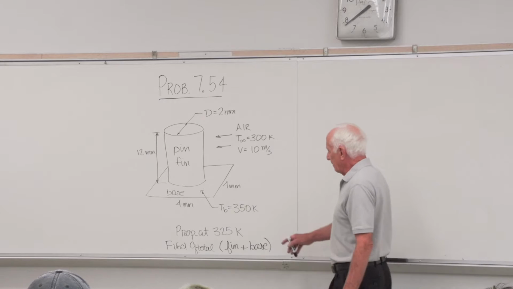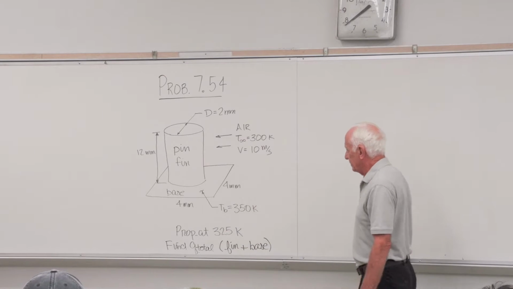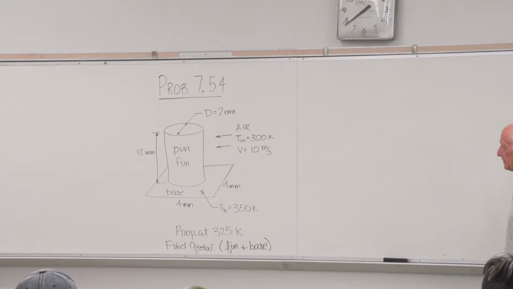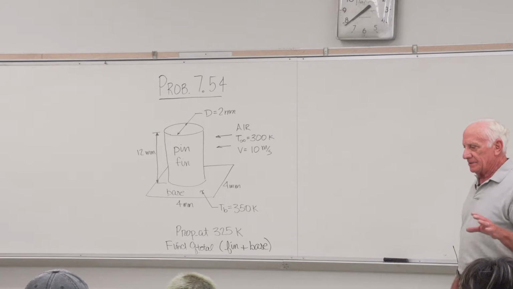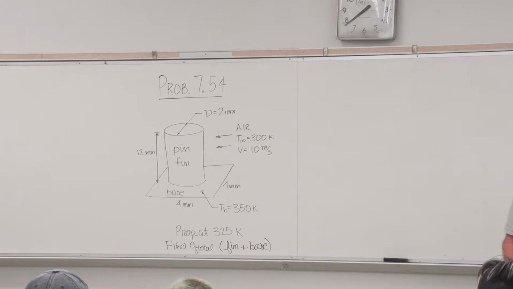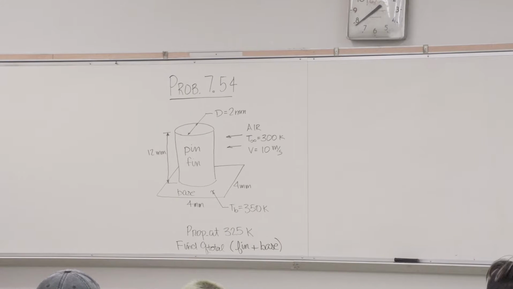We're going to evaluate the properties of air at 325, which is the film temperature, base temperature plus free stream temperature divided by 2. This goes back to chapter 3 of fins. And we worked through part of it last time. So here's what we did last time.